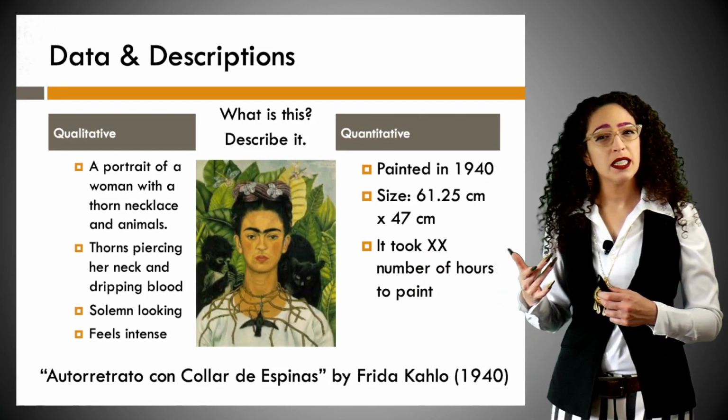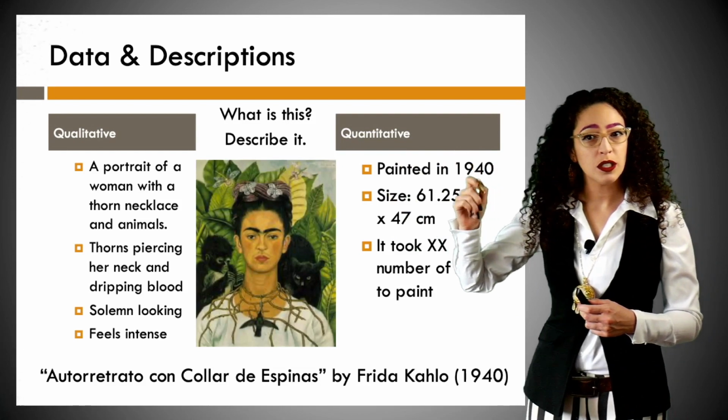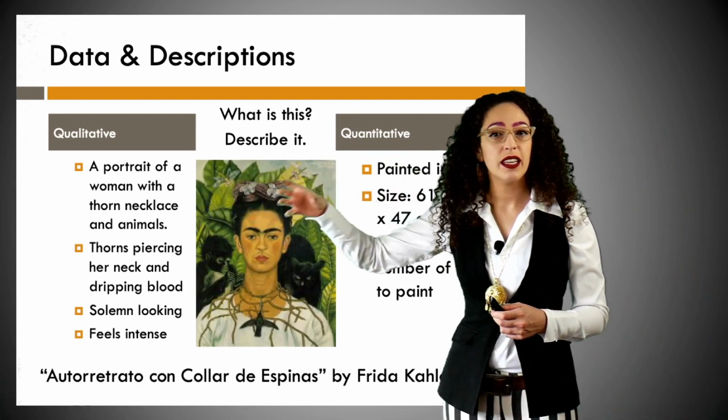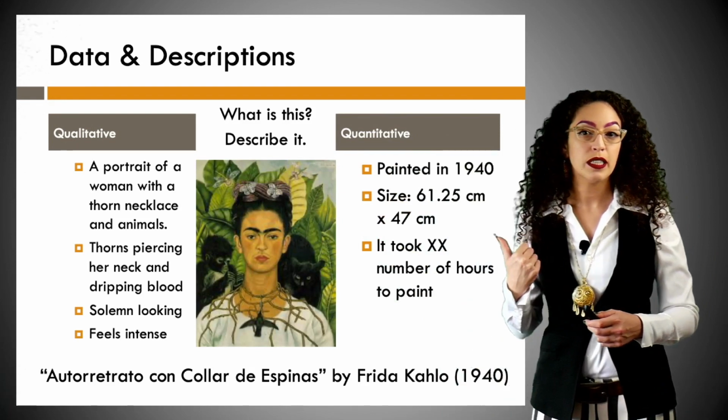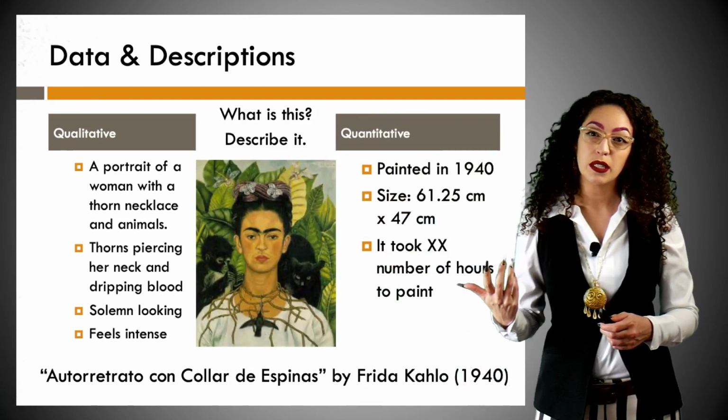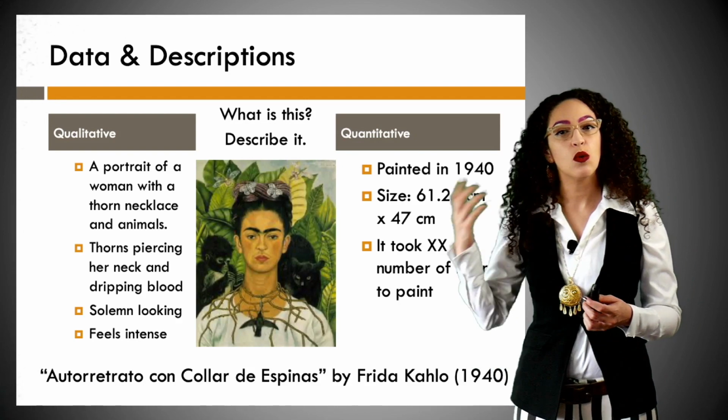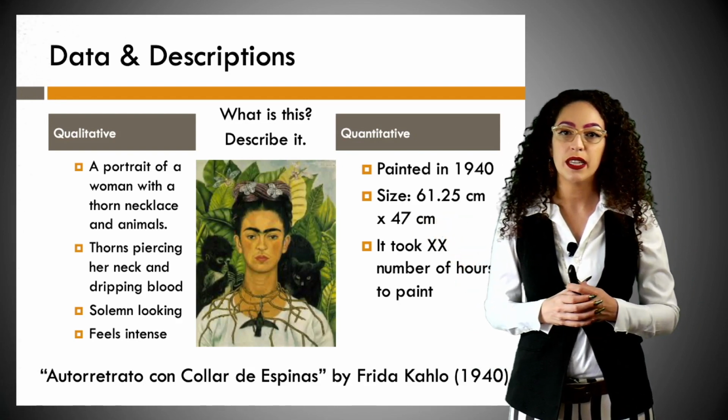Anyway, what's the main difference between these 2 types of descriptors? We have one that is very full of descriptive words and phrases, when this one is restricted more to numbers. And that is the main difference between qualitative and quantitative types of data.